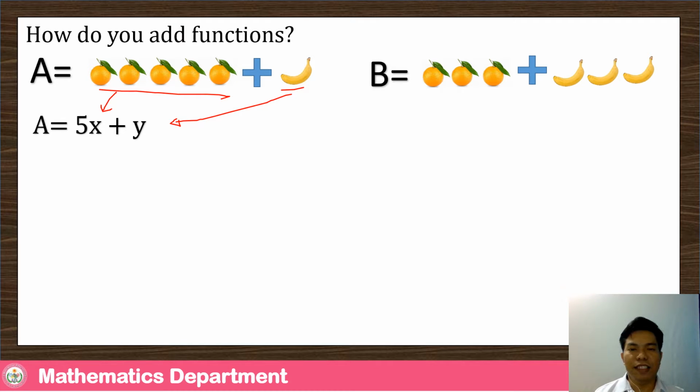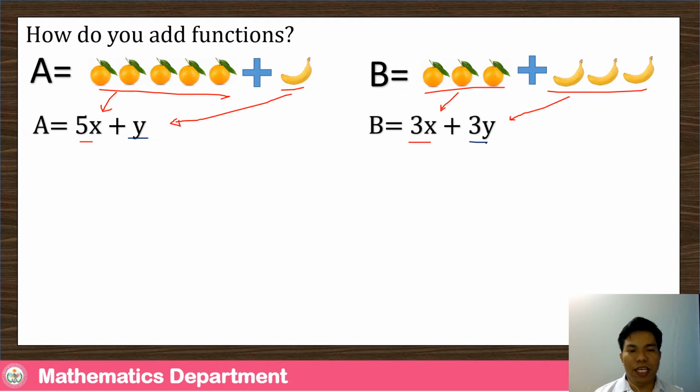Ganun din sa ating second set, pwede natin siyang i-represent as 3x plus 3y. So ang oranges natin dito, the same yung ating representation. We represent that one using variable x, at ang ating namang banana, we represent that one using variable y. Now, kagaya nung ginawa natin kanina, pinagsama-sama lang natin yung number of oranges at number of bananas. So in this case here, ang pagsasamahin natin ay yung 5x at saka yung 3x, at yung atin namang y ay isasama natin sa 3y.